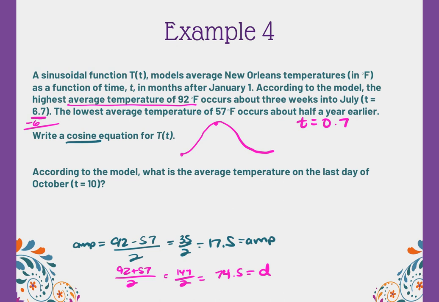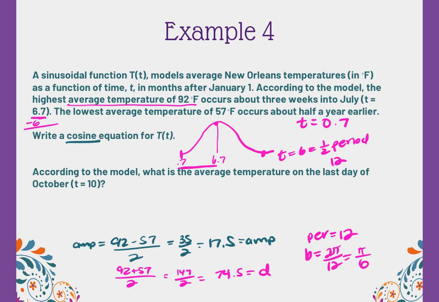Now the period, if you are starting the low at 57, and let's say this is 0.7, and then it peaks at 6.7, it's got to come down again for you to complete that period. So this is half a period here, which is 6. If T equals half the period, then the full period is going to be 12, because I just double it. So now I even know my period is 12. And if B equals 2 pi over the period, then B is pi over 6. Now I have B.